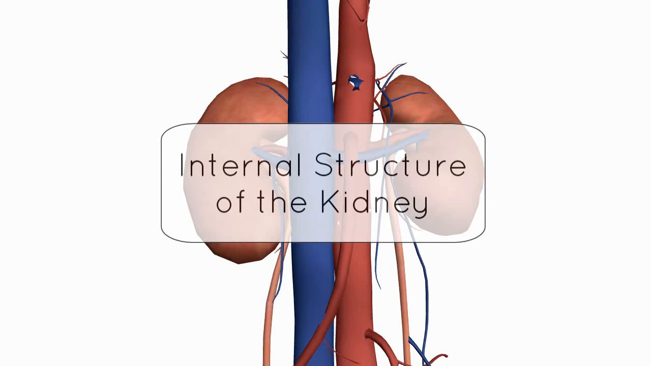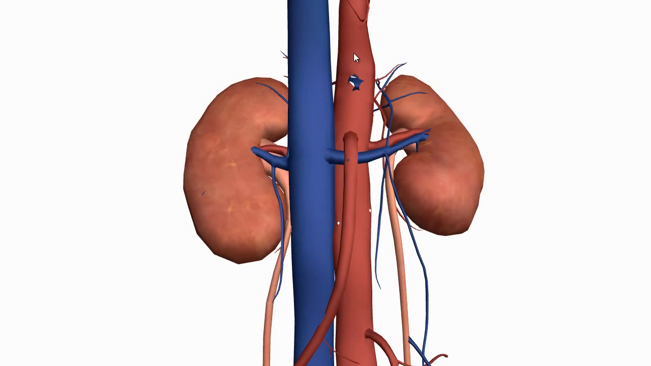Okay, so this is a tutorial on the internal structure of the kidneys. So we're looking here at the two kidneys, and you can see the abdominal aorta and the inferior vena cava giving off the renal arteries and renal veins to the kidney. And you can see the ureters coming out of the kidney.